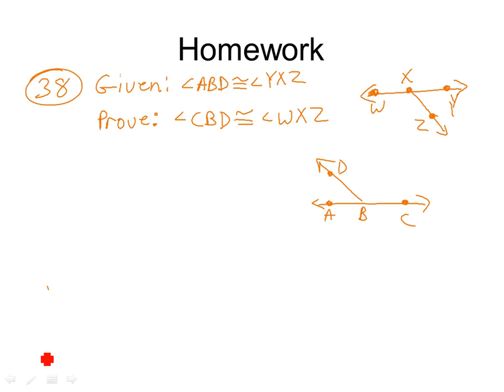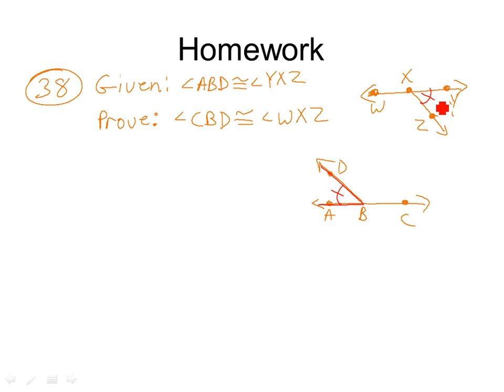First thing we do on this is what? Draw your T-chart? What do you do first? Fine. Come over here and label everything and think it through. They tell us that angle ABD, that's that angle right there, is congruent to angle YXZ, that angle. Now that's all the given information.